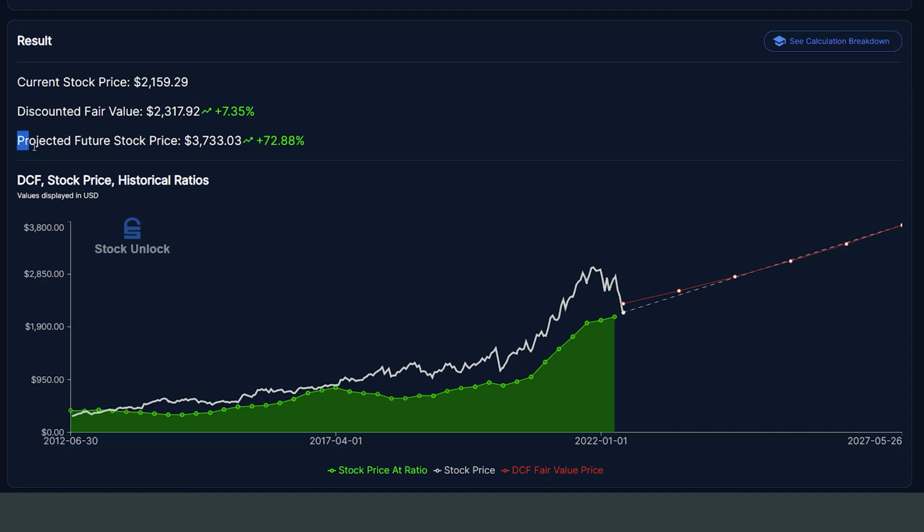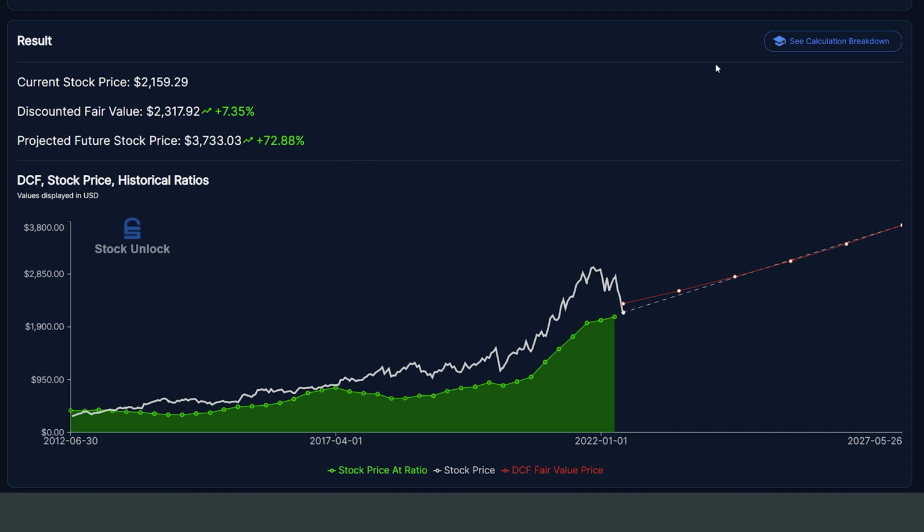Now, the last thing here is it tells us the projected future stock price of Google, assuming that all of our inputs and metrics above come true. And this says that if all those metrics and inputs do come true, then Google will be selling at about $3,700 a share 5 years into the future, or about 73% above where their shares are currently trading.